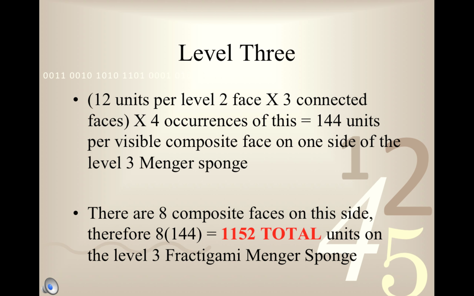The result of this discovery was the number of Sonobe units that would be required to create the level 3 Menger sponge. As I mentioned before, here we see the number of required units spiraling to unmanageable levels. Because we can see that there are 12 units per level 2 subface, times 3 connected sets of these subfaces, times 4 occurrences of this per side, we can tell that 144 Sonobe units are present per visible composite face on one side of the level 3 Menger sponge.